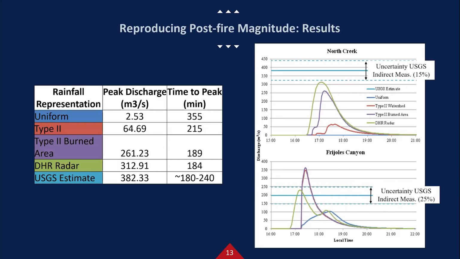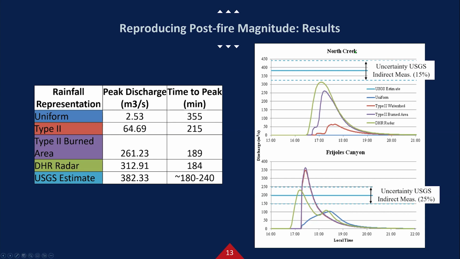And here's where the results are. They did not have gauging stations at the outlets of either of these watersheds. So typically in a case like this, the USGS will go in and make an indirect measurement to try to estimate peak flow using high water marks.